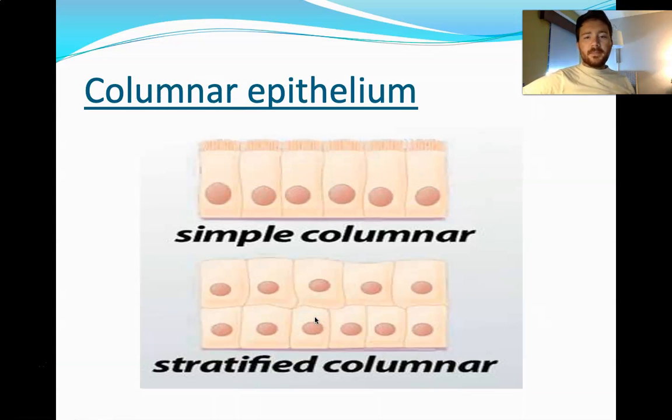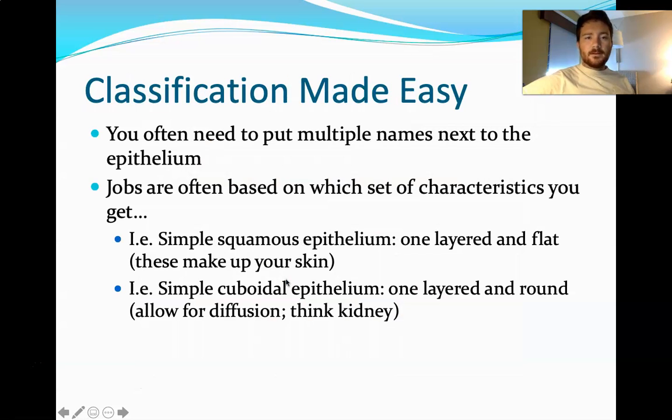You also have columnar epithelium. Columnar are columns. And you have simple columnar epithelium, which are tall columns of cells. And you have stratified columnar epithelium, which is large columns of stratified cells. So pretty much you take, whether it's simple or stratified, and you combine it with the shape of the cell, and then you say epithelium, and that's how you get the names for whatever epithelium it is.